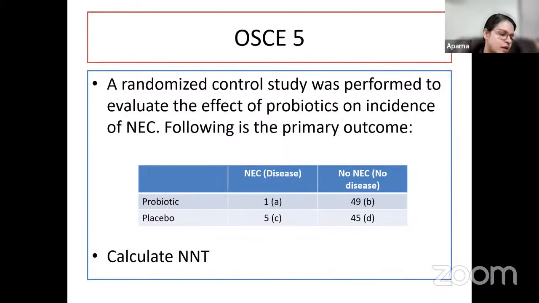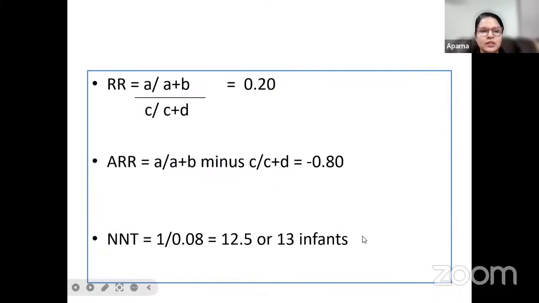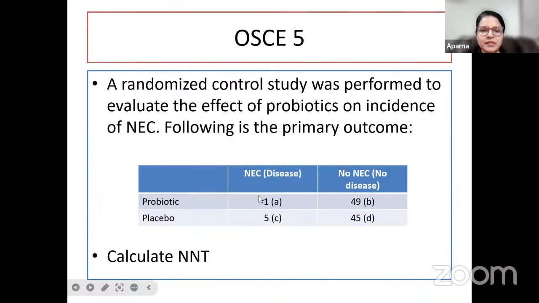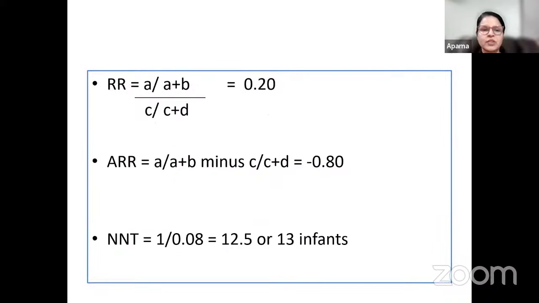Necrotizing enterocolitis. And what is the exposed group here? That is the group that is receiving probiotic. So the relative risk is A by A plus B divided by C by C plus D. So it is 1 by 1 plus 49, that is 50, divided by 5 by 5 plus 45, which is again 50. So eventually it will become 1 by 5, which is 0.2.